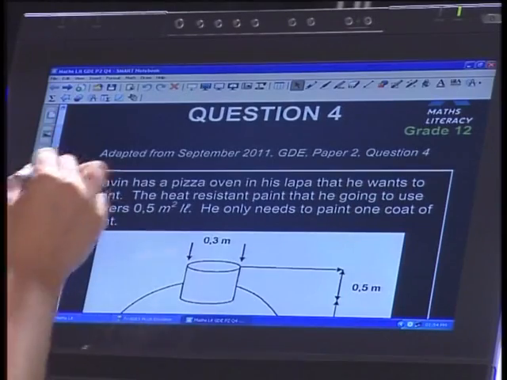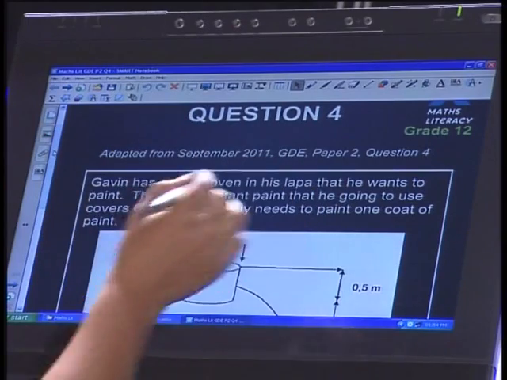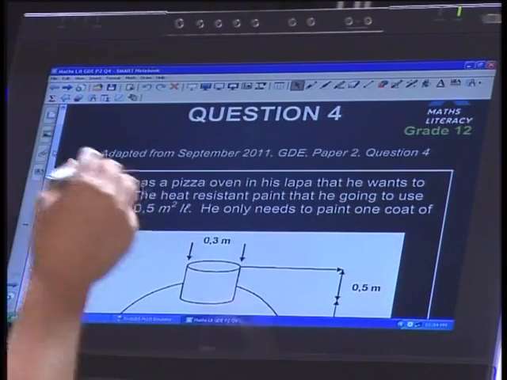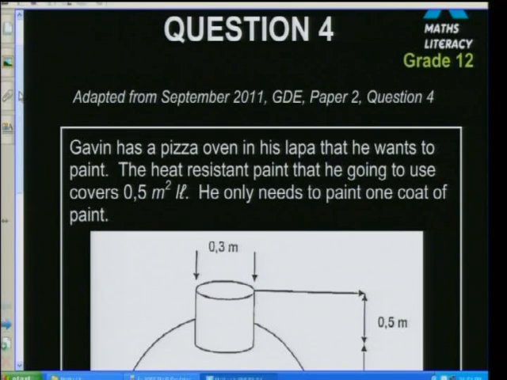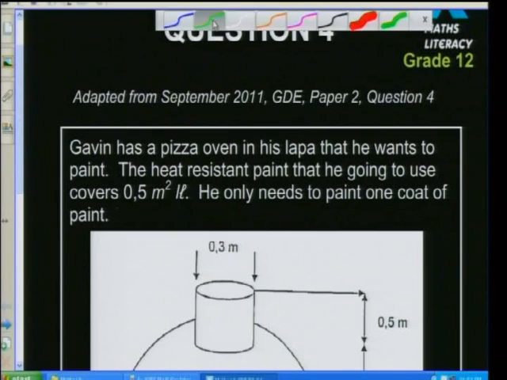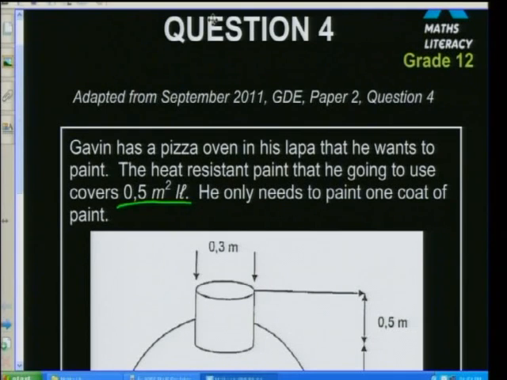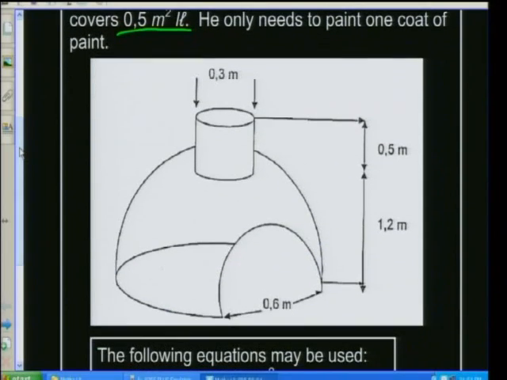Yes. Okay, should we read the question through and then you can tell me what the problems are? Right, Gavin has a pizza oven in his lapa that he wants to paint. The heat-resistant paint that he's going to use covers 0.5 meters squared per liter. He only needs to paint one coat of paint. Right, and then they give us this picture of the pizza oven.